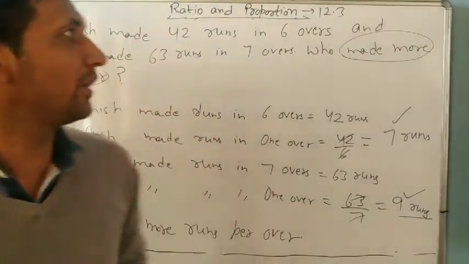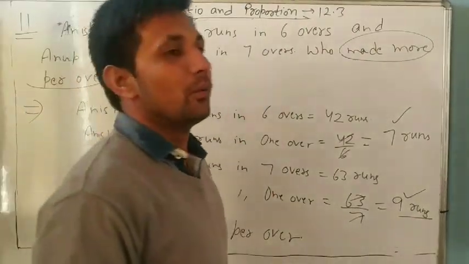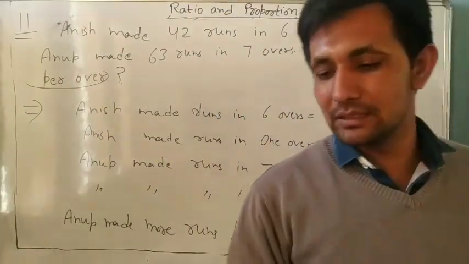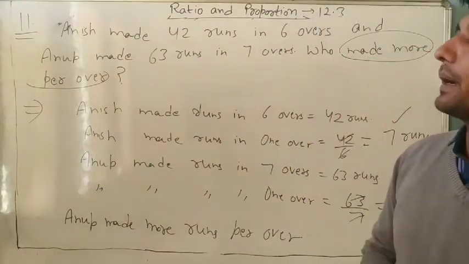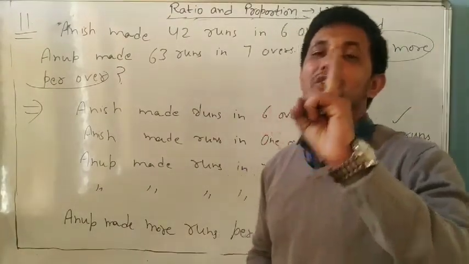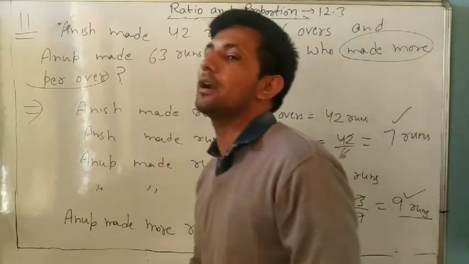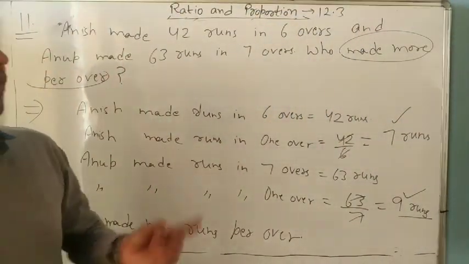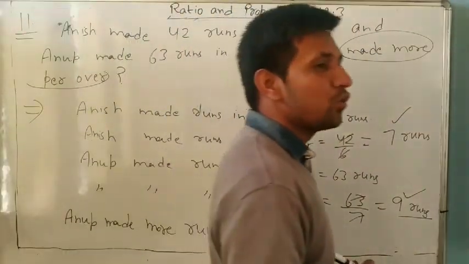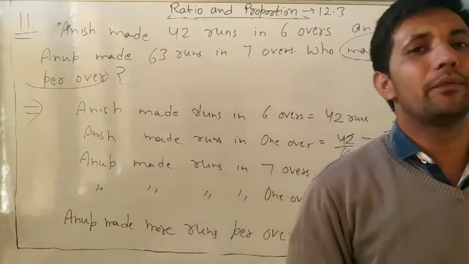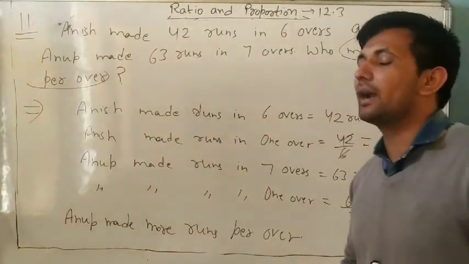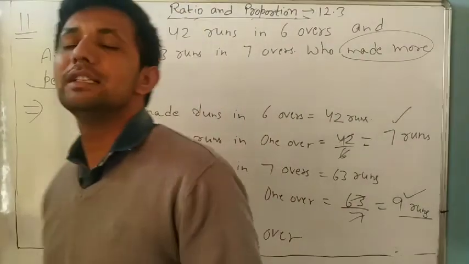After proportion we learn exercise 12.3, and in 12.3 we know only one thing, the unitary method. Unitary method means first we will find the value of 1 unit and then we will find the other required units. It is your chapter.